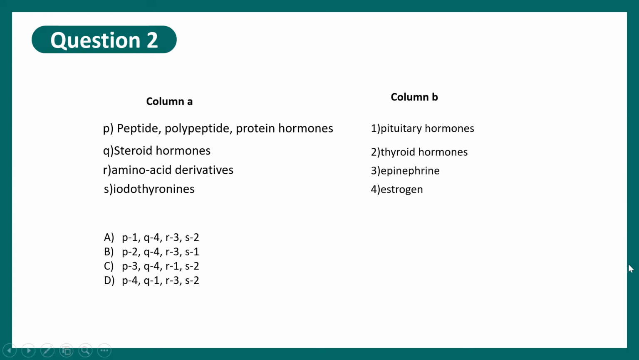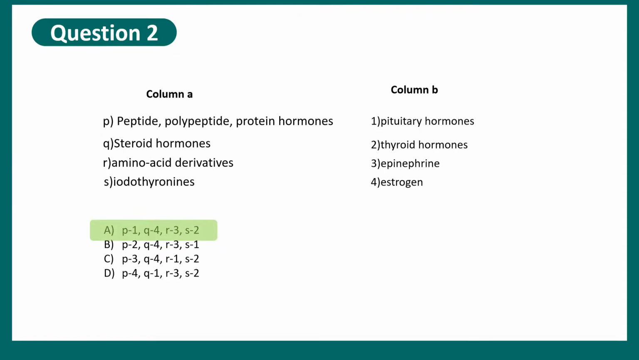Question number 2, match column A with column B, a very common pro forma. In column A there are peptide, polypeptide hormones, steroid hormones, amino acid derivatives, iodothyronines, and column B has sources like pituitary hormones, thyroid hormones, epinephrine or estrogen. And if you match it correctly, the correct option is A.